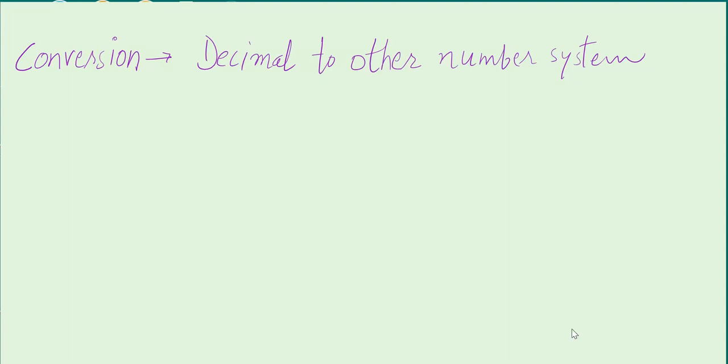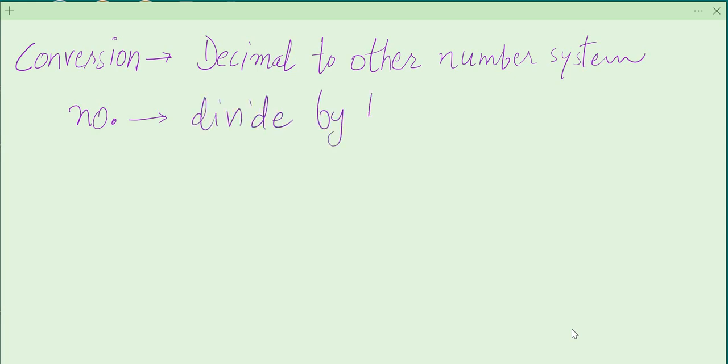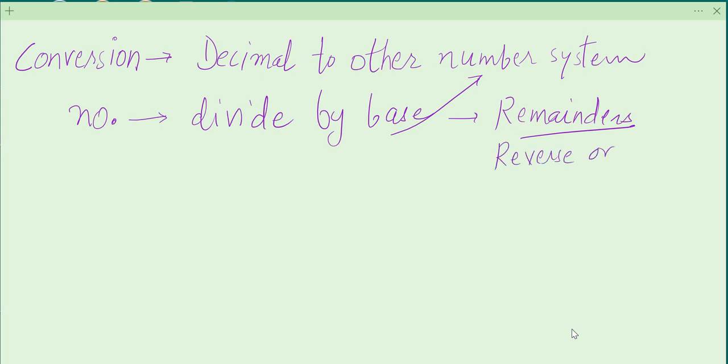When any decimal number is given and it is to be converted into another number system, the procedure is that you go on dividing the given decimal number by the base of the other number system, and every time go on checking only the remainders. These remainders we have to take in the reverse order. This is for the integer part of the given number.